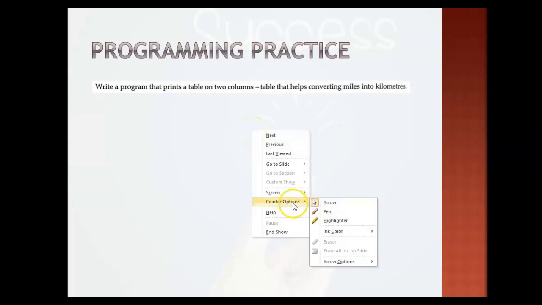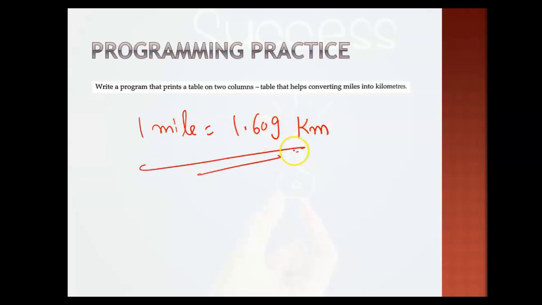So the next question is, write a program that prints a table on 2 columns, a table that helps converting miles into kilometers. So what they are asking you is to convert the miles into kilometers. So you should be aware of the formula first. How can we convert the miles into the kilometers? So the input value is miles only, and they are not asking you to give any input. It is a particular range you can take and you can convert the value into kilometers. So 1 mile, you should be clear with this. 1 mile is equal to 1.609 kilometer. Like that only, whatever the value for mile is there, you can convert it into kilometer.